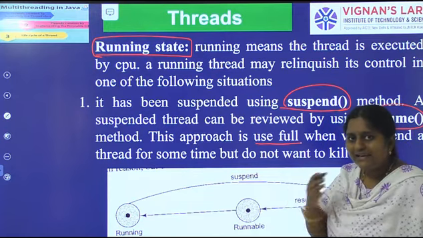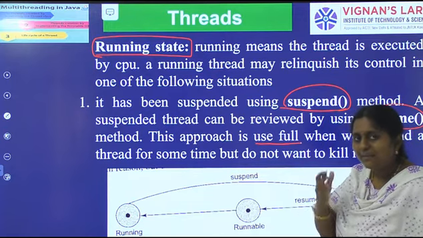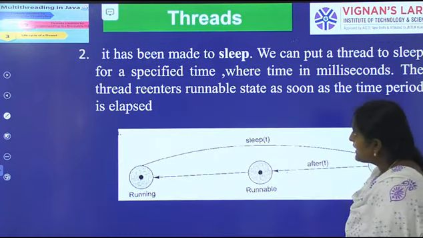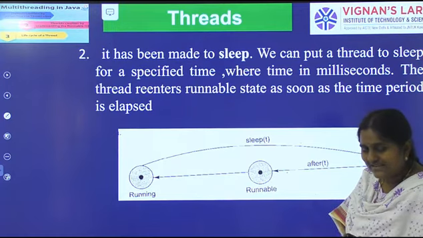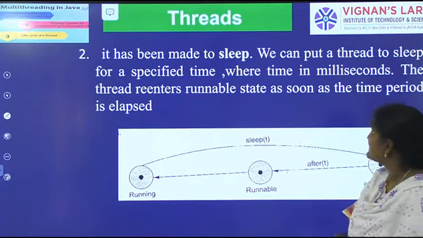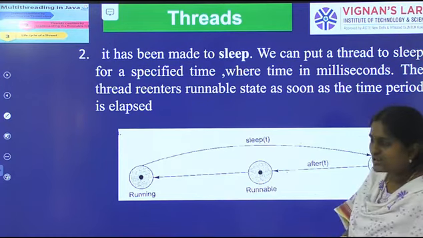Suspending means we do not kill it. We just suspend it for a particular period of time. Next, the thread can be made to sleep. Sleep is a method. In which class is that method present? The Thread class. So, what is the importance of the sleep method?